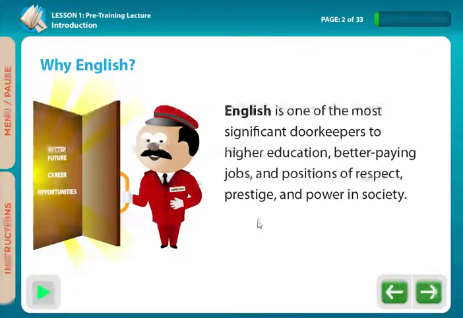But as per the idea, as per the lecture presented in this platform, English language seems necessary in dealing with business, in corporate world, in education, and in other transactions.